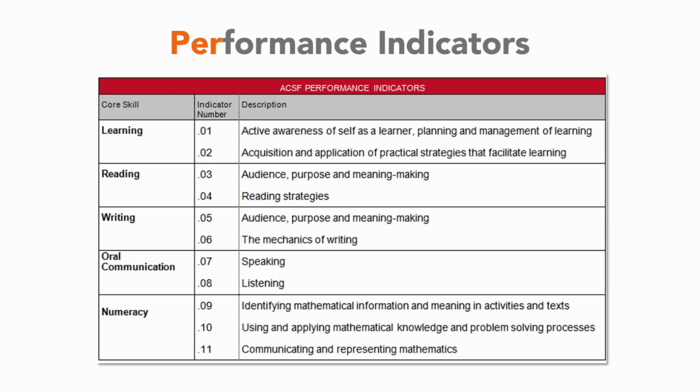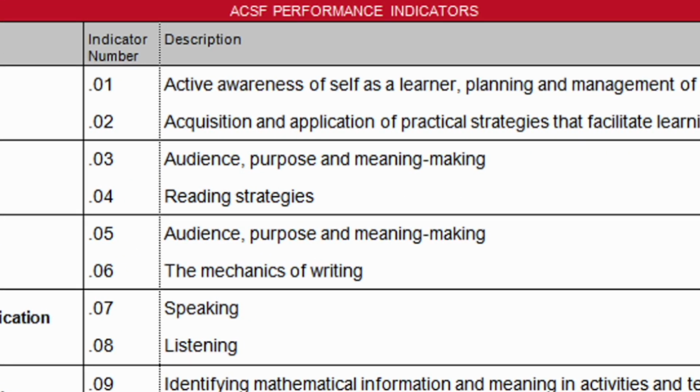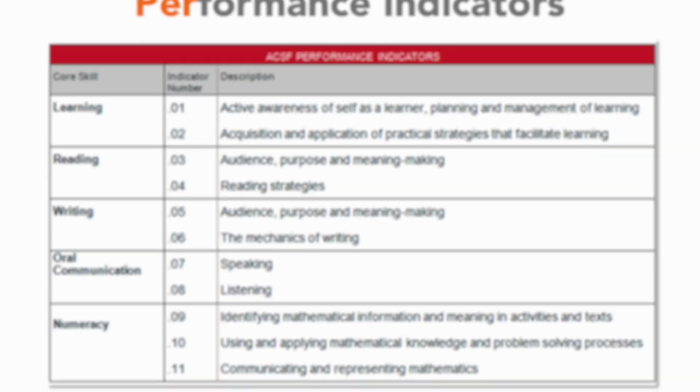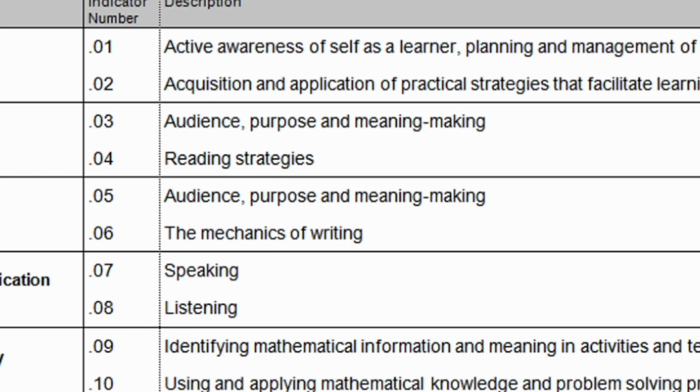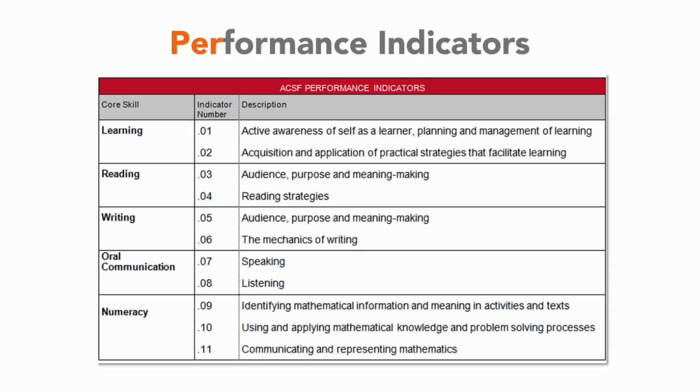For reading, it's 0.03 and 0.04. 0.03 refers to the audience purpose and meaning making from what they are reading, and 0.04 talks about how they approach reading, so their reading strategies. For writing, it's 0.05 and 0.06. Again, it's the audience and the mechanics of writing for 0.06. Oral communication is broken down quite simply to speaking and listening. That's 0.07 and 0.08. Numeracy is broken down into 3 performance indicators, 0.09 through to 0.11.